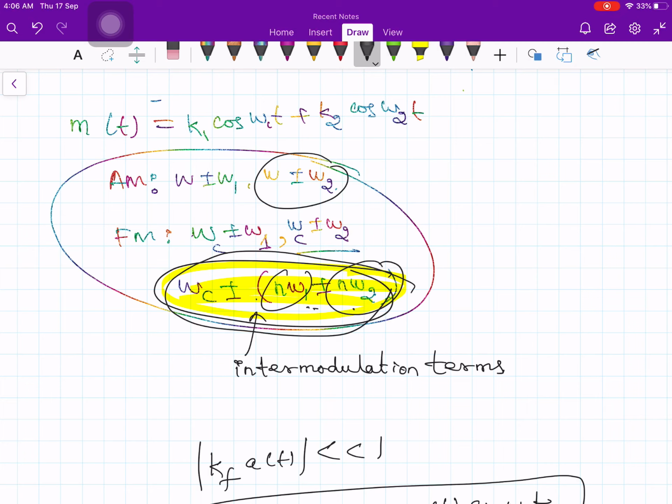Okay, so that's it about the generation of FM, and that's it about the bandwidth of your FM signal for an arbitrary modulating signal. So let me stop at this point. Thank you very much.